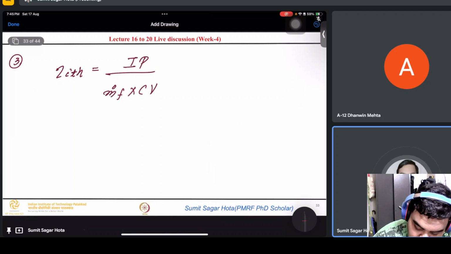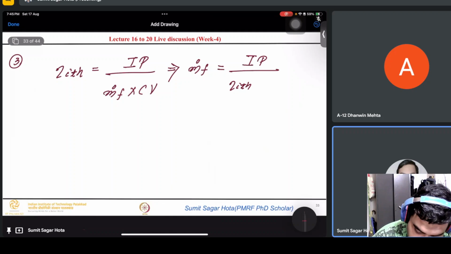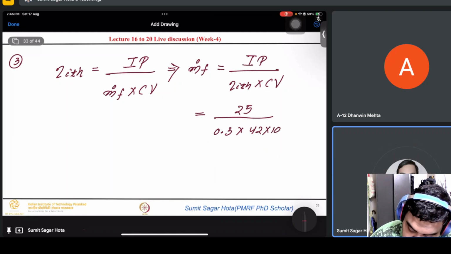So what we do, just do some little rearrangement. M dot f is equal to indicated power divided by efficiency into CV. 25 divided by 0.3 into 42 into 10 to the power 3 kilojoule per kg. This is kilowatt, 25 kilowatt. This is your kilojoule per kg.